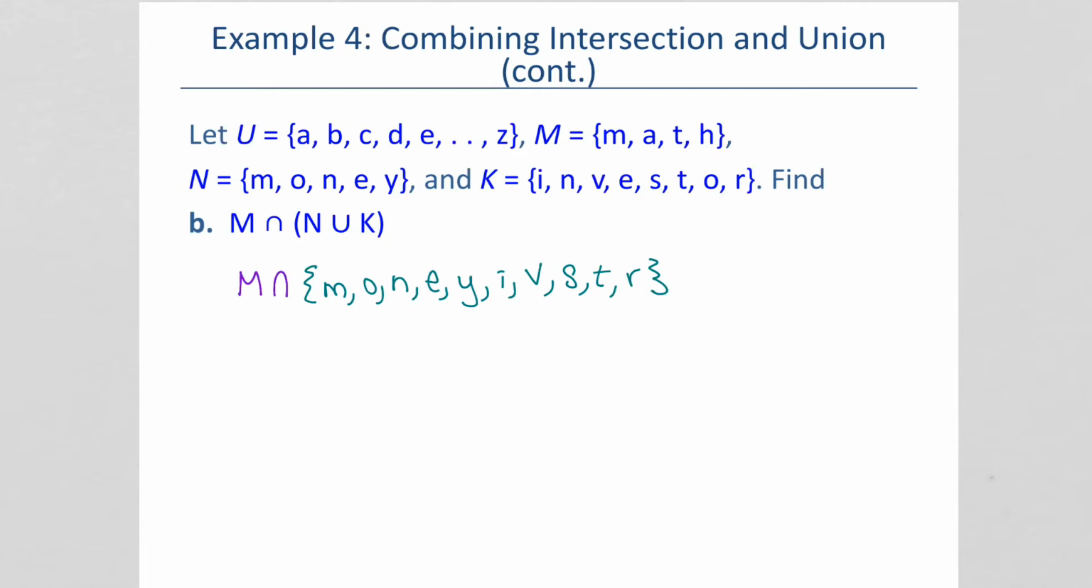And then the intersection of M with this green set here would be, let's see, they both share M. They share a T. And I believe that's it.